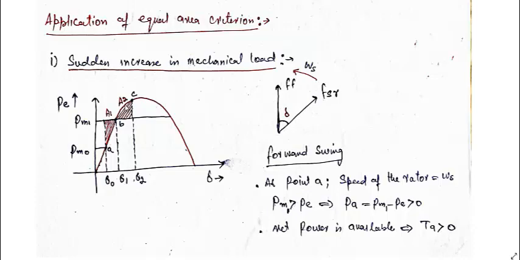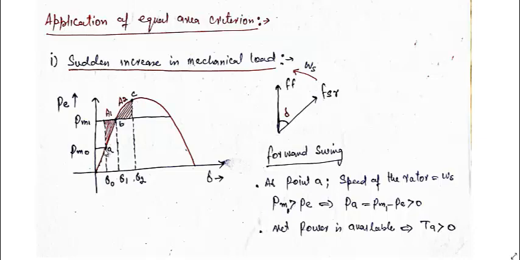Delta will increase, electrical power will increase, decelerating power will increase, speed will decrease. Let us say at point C the speed of this rotor is 1500 rpm, which is the synchronous speed, but electrical power at this point is more than mechanical power. Here we can summarize this part: from A to C, it is known as forward swing.